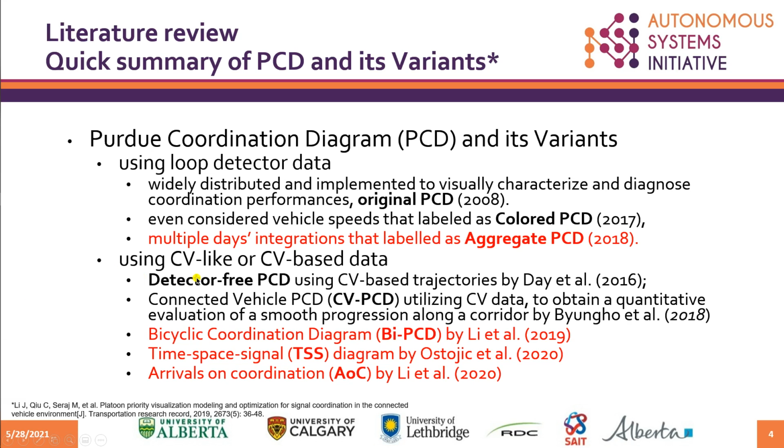For the second category, using CV or CV based data, the first one is a detector free PCD using the CV based arrays. Then there is a CV based PCD to utilize the CV data to obtain quantitative evaluation of the smooth progression along a corridor. Then it is the cycling coordination to deal with the platoon coordination. Then the TSS diagram is used to handle the signals and trajectories at the same time. Also, a coordination diagram is proposed to handle two intersections for their offset adjustment performances recently.